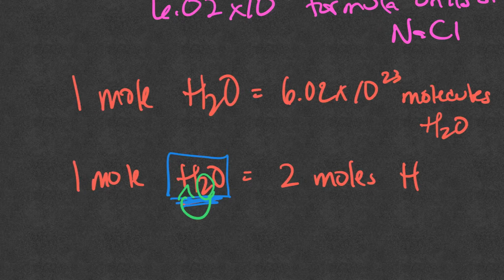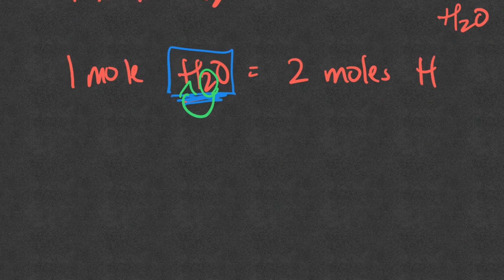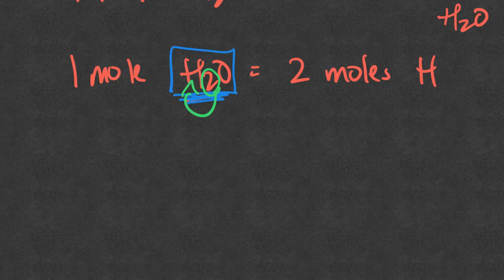It kind of makes sense if you think about it this way: for every 1 car that you have, a sedan, you have 4 tires. That's just for every one car. So just like for a water molecule, for every 1 mole of H2O, we have 2 moles of H. And if that's true, we also have 1 mole of oxygen. So what does that mean?